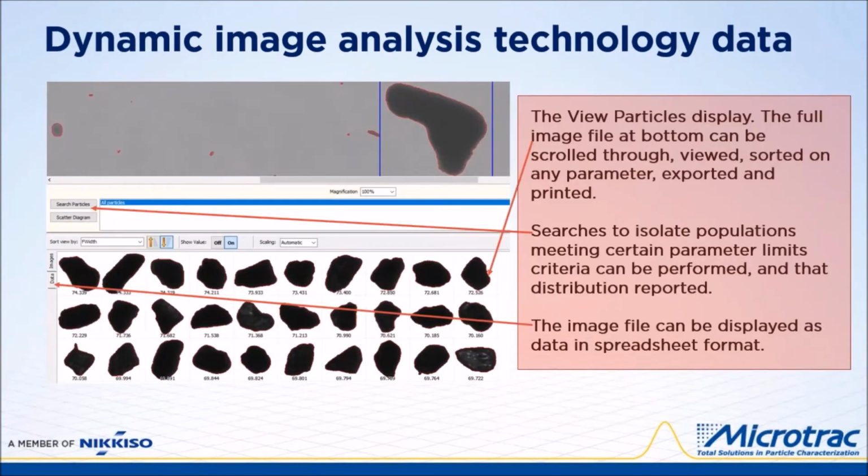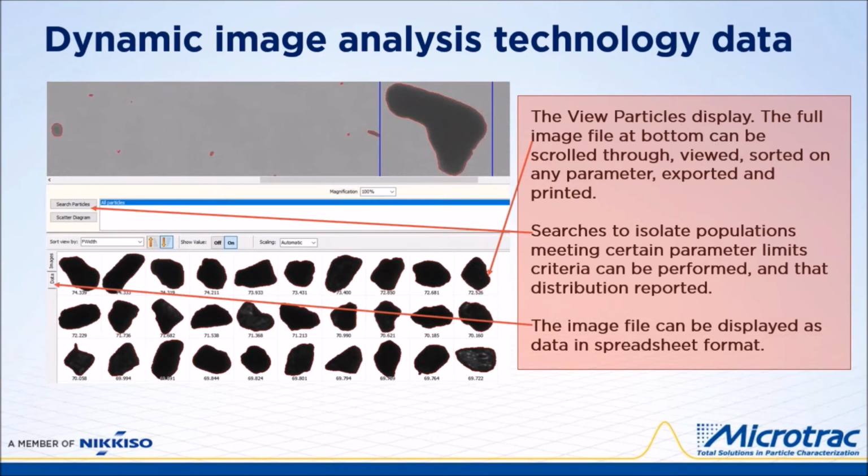In this display, the full image file can be scrolled through, viewed, sorted on any parameter, exported, and printed. Selecting the search button in the top left allows isolating populations of particles meeting certain parameter limits, and that distribution can be reported. Multiple parameters can be used to isolate a population, and multiple searches can be set up.